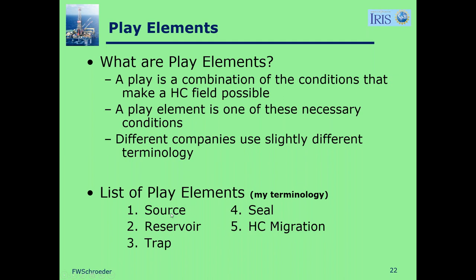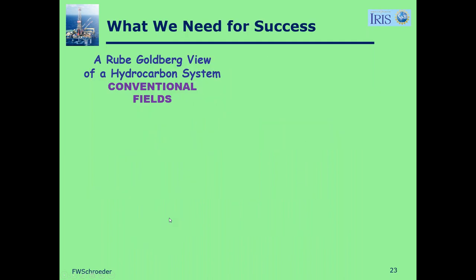Because if we have an area where we have source, reservoir, trap, migration, but no seal, nothing will be trapped for us to be able to get hydrocarbons and make some money. If we have reservoir, trap, seal, migration, but we have no source rock, then there's nothing that's been generated and nothing for us to discover. So what do we need for success? We need these five play elements.